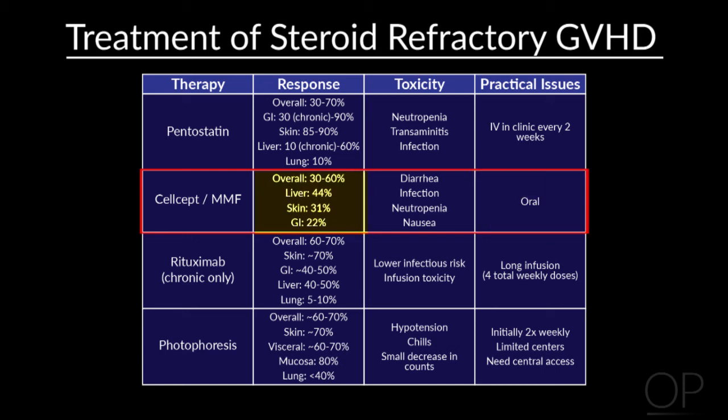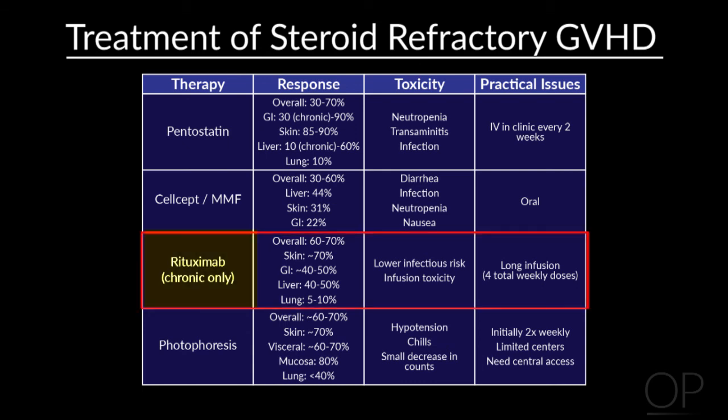It has best response with skin and liver, less good response with the GI tract, minimal response with the lungs. The common problems with CellCept are colitis that can actually look under the microscope very similar to acute graft-versus-host disease, so we have to be very careful about that. So diarrhea, infection, neutropenia, and nausea are most common.